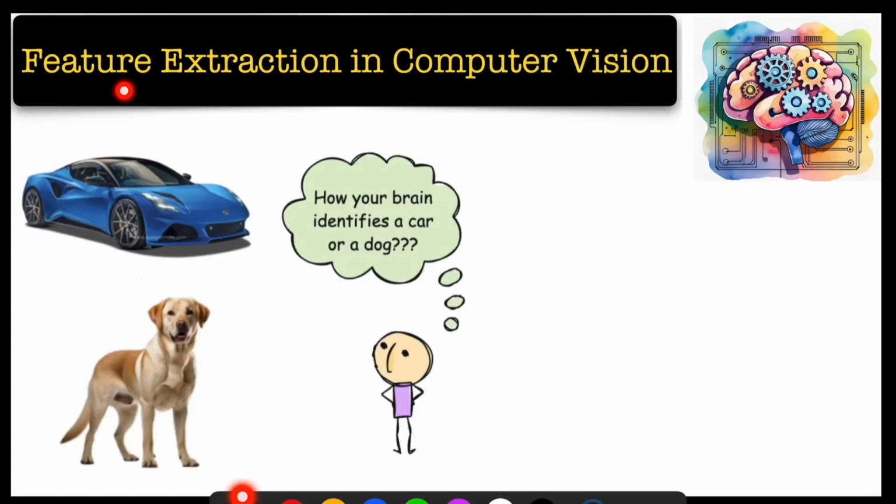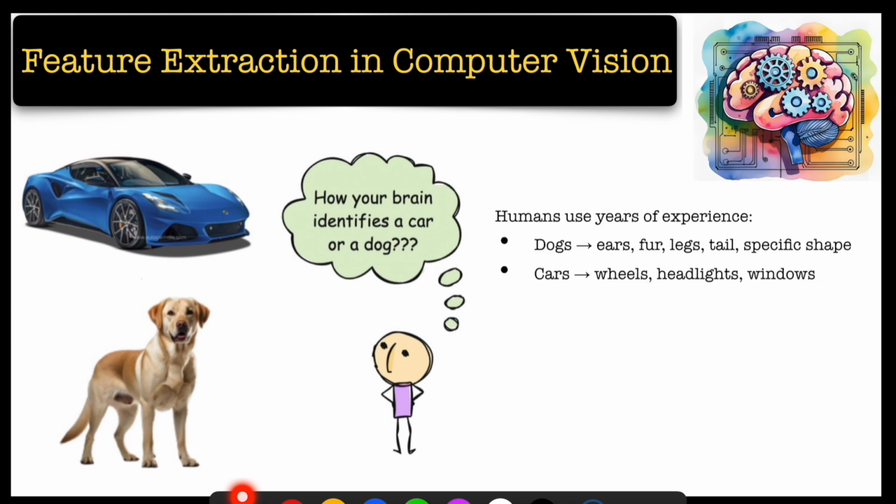Let's talk about feature extraction in computer vision. First, we'll see how a computer understands one image. If you see a car or a dog, how does your brain distinguish the car from the dog? Humans use years of experience.